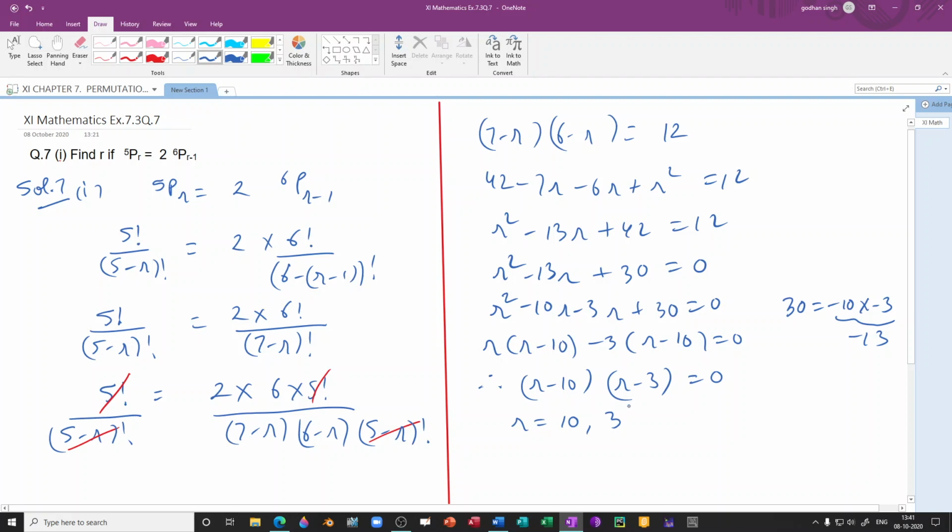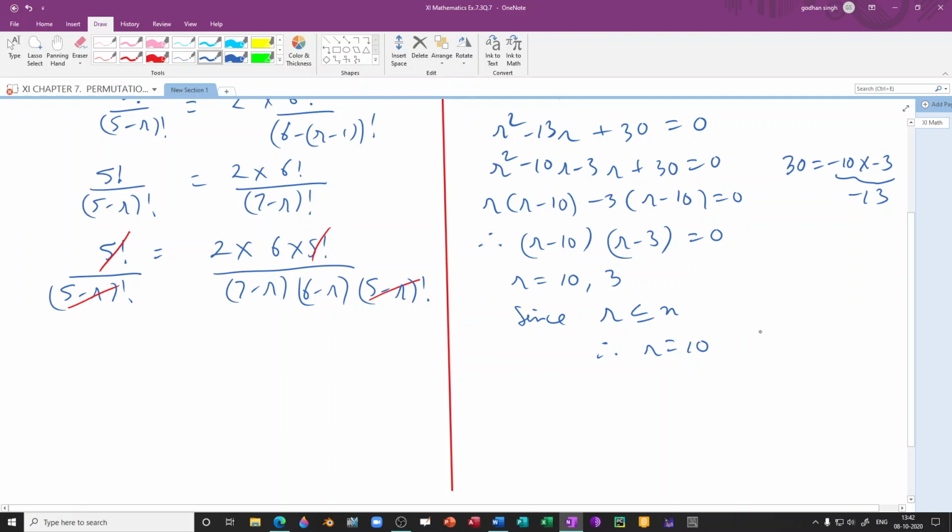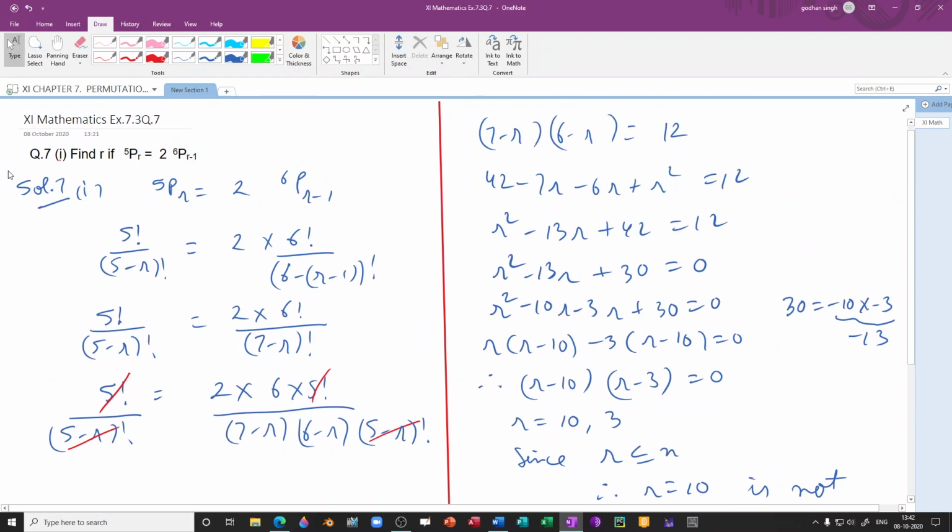Now here we know that since r is always less than or equal to n, therefore r equal to 10 is not possible. So the only possibility is r equal to 3. So this is the answer of question number 7, first part.